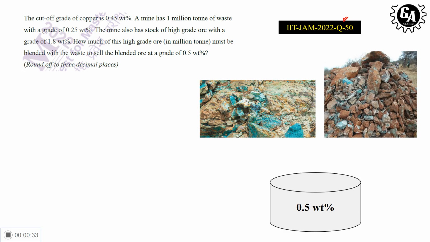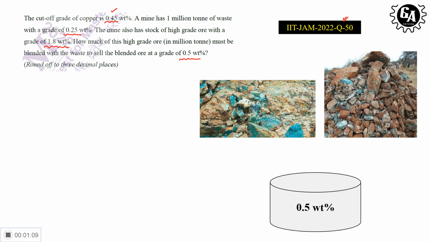So this is question number 50. It is asking the cutoff grade of copper ore. Copper is 0.45 weight percentage. A mine has 1 million ton of waste with a grade of 0.25 weight percentage. The mine also has a stock of high grade ore with a grade of 1.8 weight percentage. How much of this high grade ore in million ton must be blended with the waste to sell the blended ore at a grade of 0.5 weight percentage?